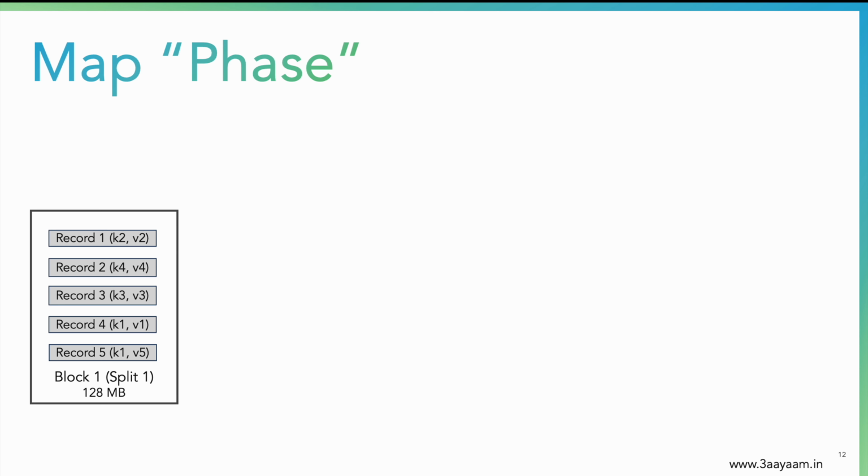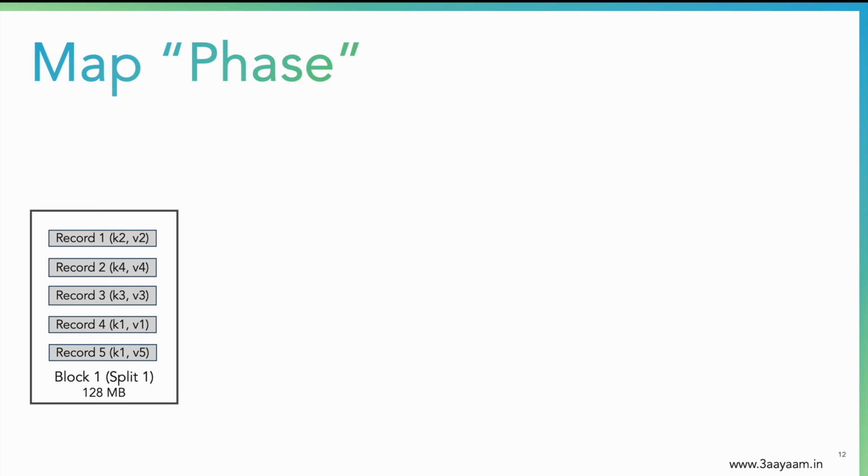In that case, what would be the key? Will the vehicle ID be the key? The answer is no, because the requirement is to find out the volumes per country. So in this case, the country column would be the key. So it does not necessarily mean that a unique record would be the key. The key can be anything depending on the requirements for which you are running the map reduce job.